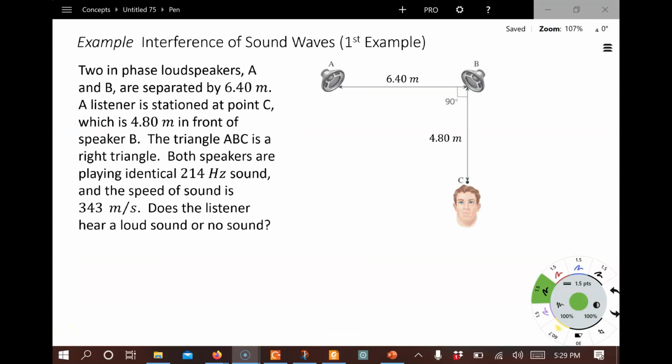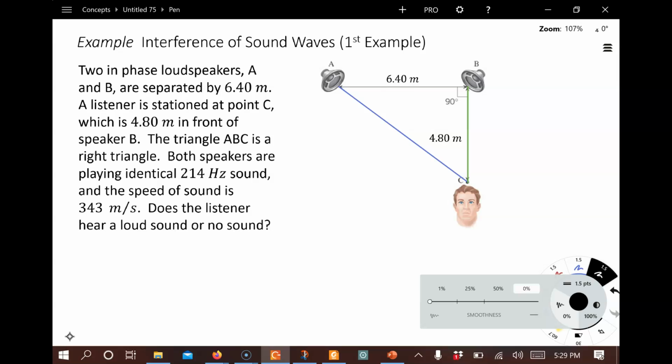Okay, so the first thing we want to do is determine what are the path lengths from the two speakers to the listener where the sound waves overlap. So let me go ahead and draw the path from speaker A, straight line, to the listener at point C, and separately I'll draw the path from speaker B, straight line, to the listener at point C. And what we want to do in this case now is just label these. Doesn't matter which one. I'm going to call this first one here L2 from A to C, and over here I'll call this one L1 from A to C. And we want to identify those lengths so we can compare them.